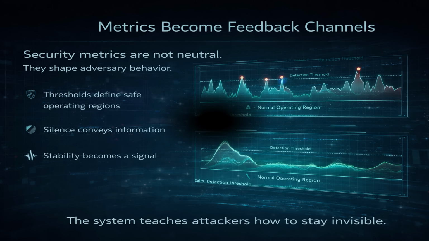Security metrics are often treated as neutral measurements, but they aren't. Thresholds, error bounds, and alarms actively shape adversary behavior by defining safe operating regions. When nothing changes, that silence conveys information. Stable metrics tell attackers where the system tolerates variation and where it reacts. Over time, stability itself becomes a signal, and attackers learn how to operate just below detection thresholds. The system doesn't just monitor behavior. It teaches adversaries how to stay invisible.